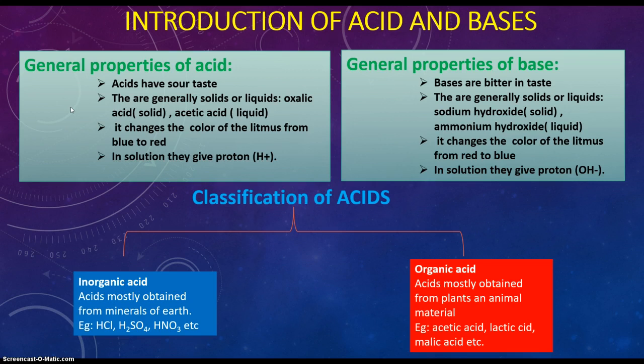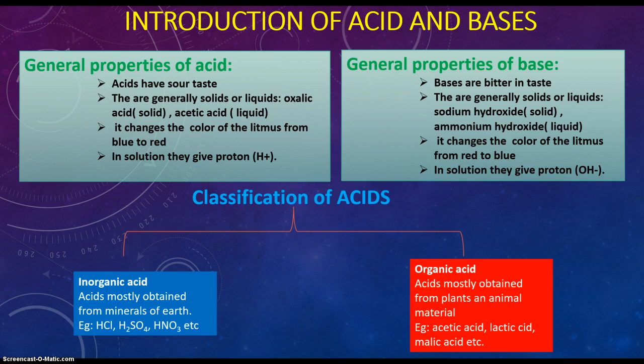Moreover, the third general property of acid is that it can change the color of a litmus paper from blue to red. If you put a blue litmus paper in an acid solution, the color of the litmus paper will change to red, right? The fourth property, the universal or main property of acid, is that it gives proton, H plus, in solution. In an acid solution, every acid gives H plus or proton. So these are some general properties of acid.